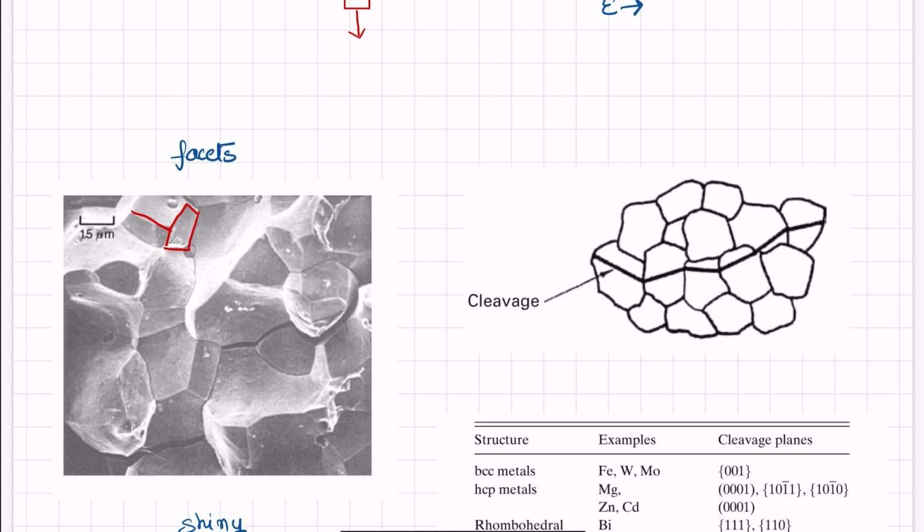This is because we know that in a polycrystal, the grains have different orientations. So if we talk about BCC metal, and that too iron, we know that it has the cleavage plane 001. So if this is the 001 plane, the crack first propagates on this plane, then in the neighboring grain, because we know the neighboring grain has different crystallographic orientation, the crack changes direction and starts moving again on the 001 plane. Because the crack has to move only on the 001 plane, it changes its direction.